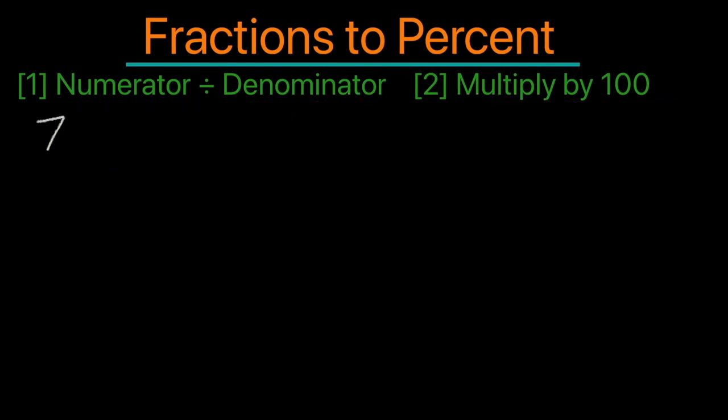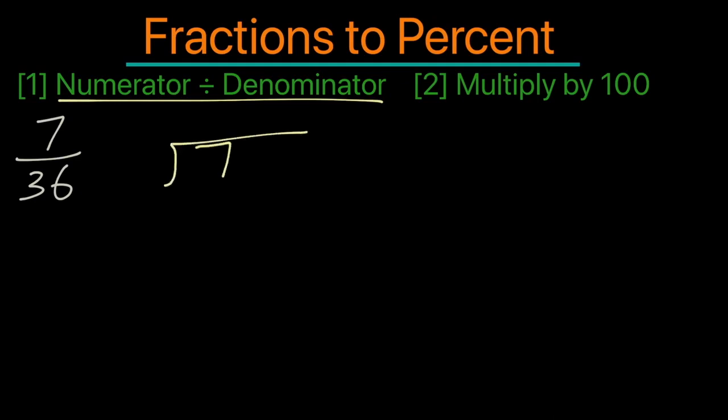What about this one? 7 over 36. Now feel free to pause the video if you need time to figure this out yourself before the answer is revealed. So we're gonna start the process the same way with step number 1, which is numerator divided by denominator. So in this case, 7 divided by 36. Now the 7 is too small for 36, so this will be 0, and then we're gonna place a decimal point and then place a 0 behind it.